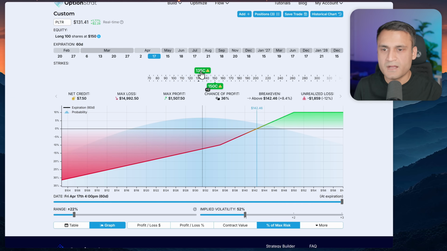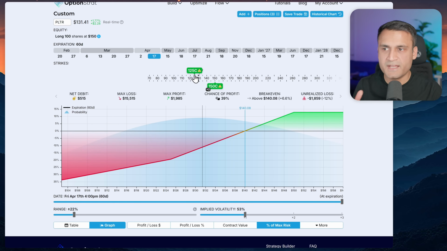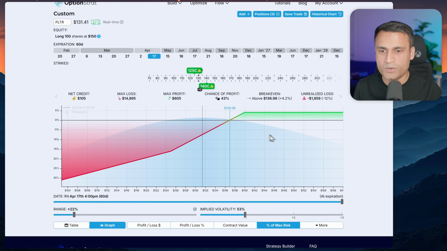To make it even better, I can move this long call slightly in the money. So we are trading at 131 right now. I can move it about 6 points in the money, and then I can also move this to 140. After making this adjustment, look at what has happened to the break-even price. The break-even price has now been reduced to 137. So now I only need the stock to go up by 4.2% for me to break even. So now instead of waiting till 150 or even 140, I'm going to break even at 137.